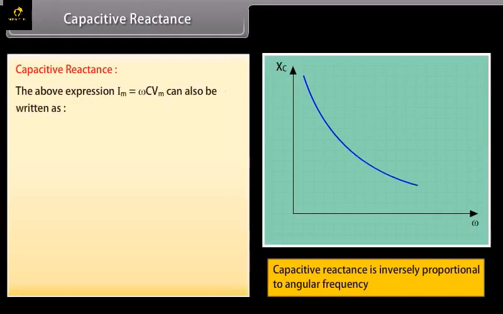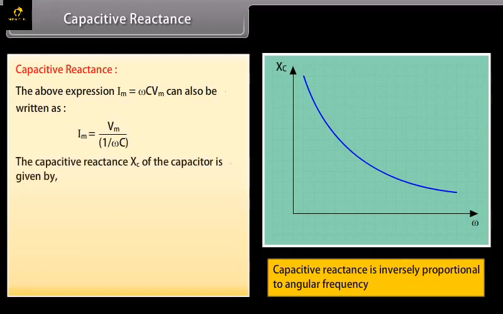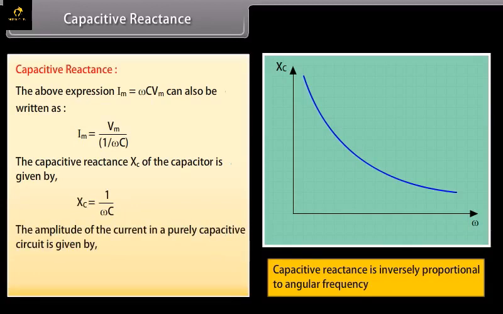Capacitive reactance. The above expression Im equal to omega C Vm can also be written as Im is equal to Vm divided by 1 upon omega C. The capacitive reactance Xc of the capacitor is given by 1 upon omega C. The amplitude of the current in a purely capacitive circuit is given by Im equal to Vm upon Xc, or Irms equal to Vrms upon Xc.